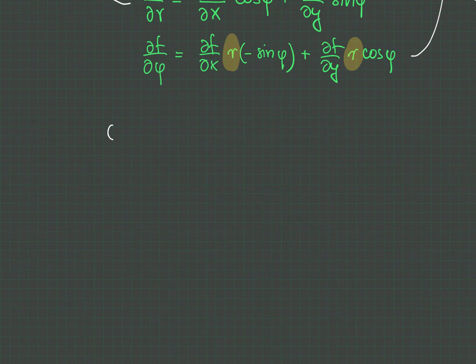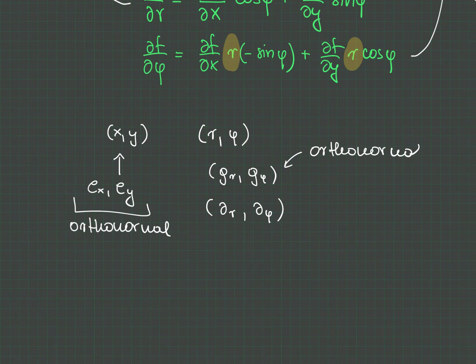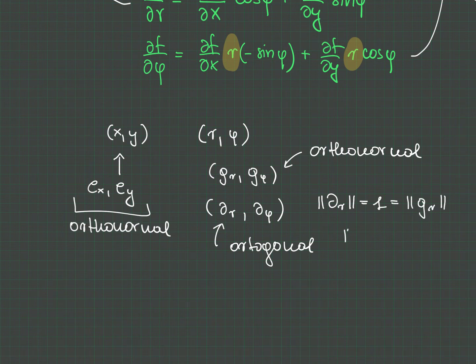We have two coordinate systems, x, y, and r phi. We have basic vectors corresponding to the Cartesian system, and we have two sets of basic vectors in a sense corresponding to the polar system, which are gr, g phi and dr, d phi. These are orthonormal. But these are not orthonormal, they are only orthogonal. The length of dr is 1 because this is the same as gr. However, the length of d phi is r, and d phi is r times e phi. So this is our starting point.